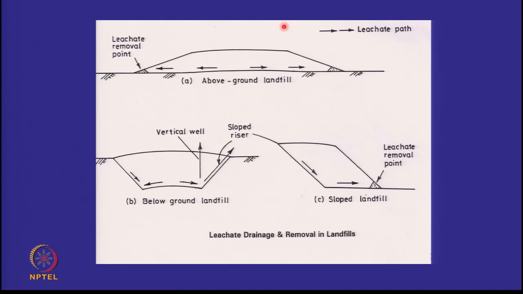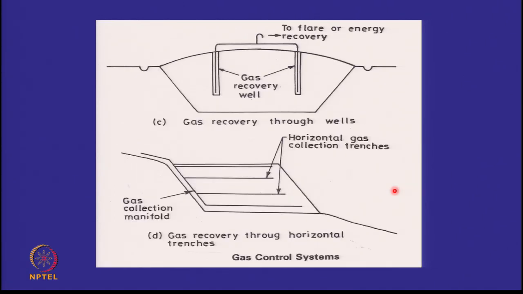We briefly touched upon how to collect leachate by gravity flow through vertical wells and side slope risers, and by gravity flow in sloped landfills. We also discussed how we collect gas through active systems and passive systems, and through wells and through horizontal collection pipes.